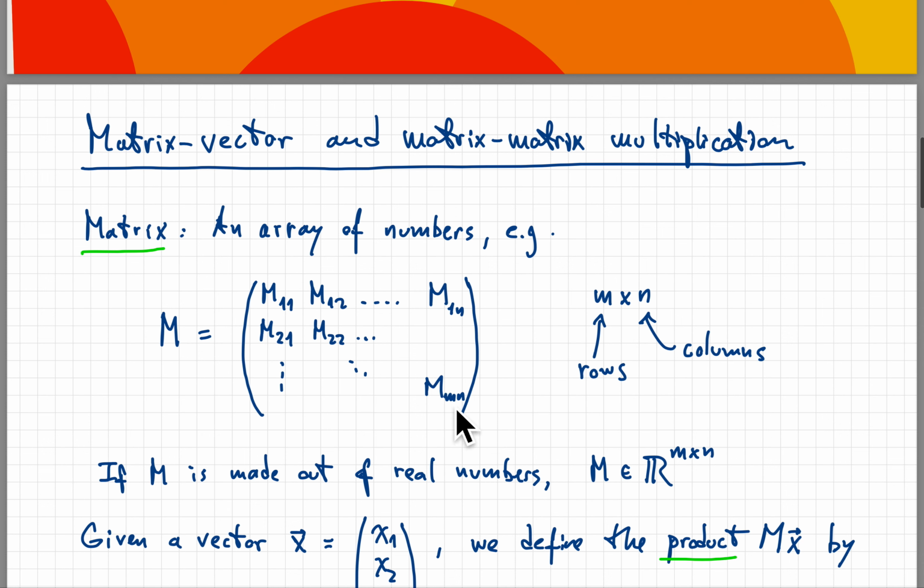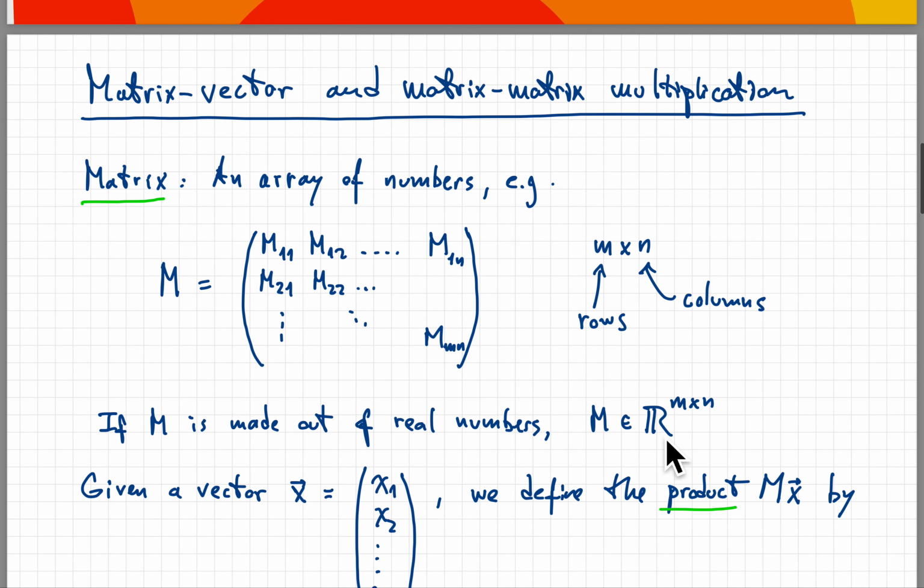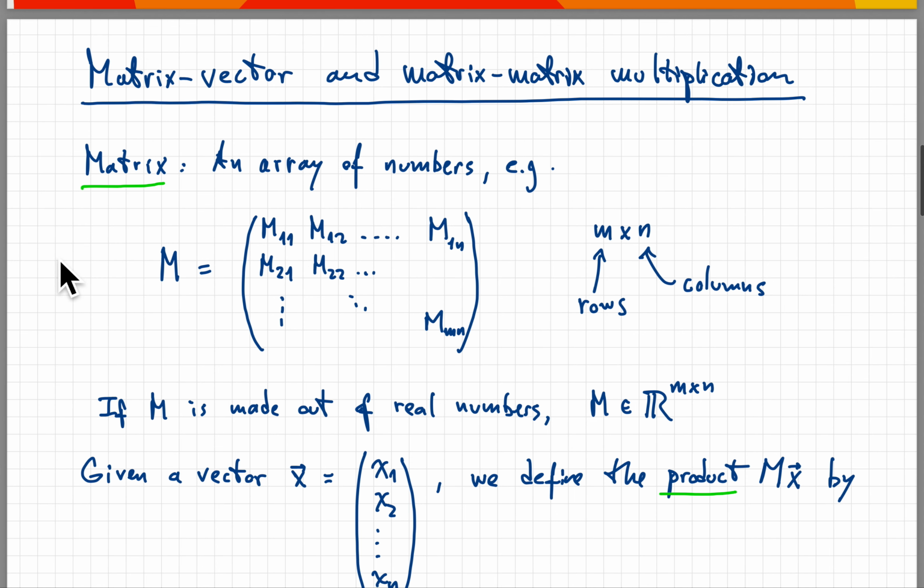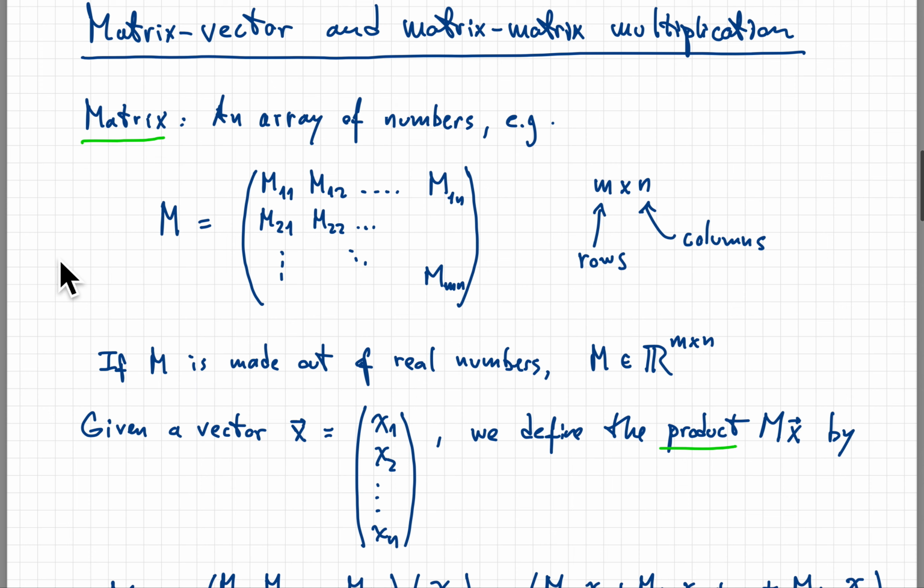It's basically a rectangular array of numbers, and here we have n columns and m rows. So we have m rows and n columns, and we say this is a matrix that belongs to a set of real numbers, complex numbers, what have you, to the power m times n. So this is what we mean. For example, if M is made out of real numbers, we say that M belongs to R to the m times n. And so you would have numbers like 3, 4.7, pi, and so on. And that's what we mean by a matrix. It's simply an array of numbers.